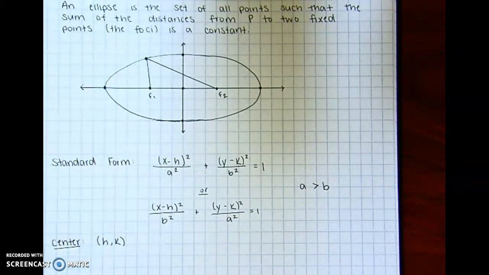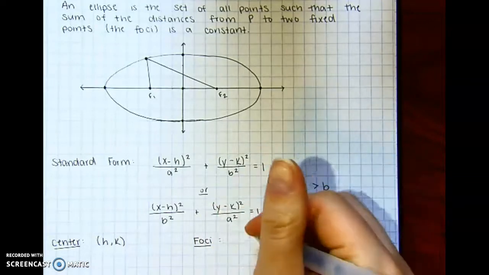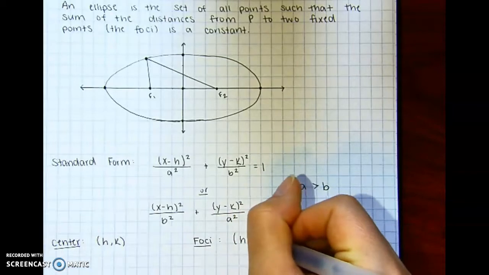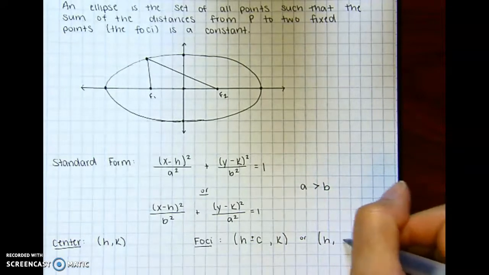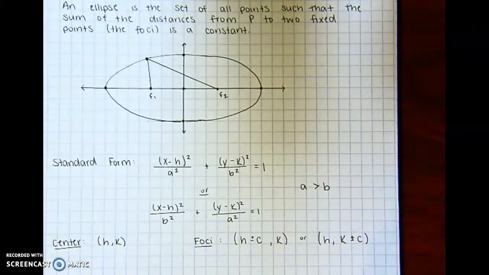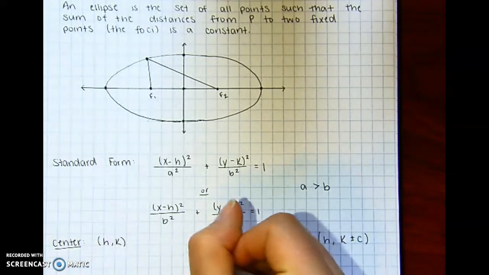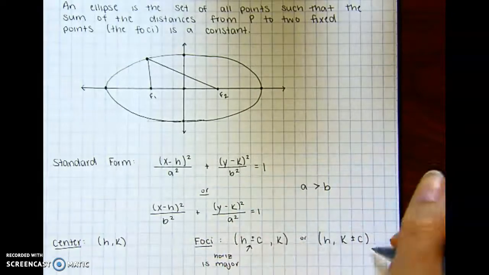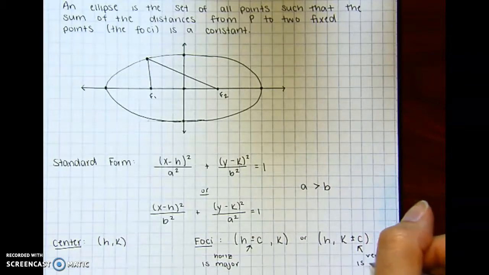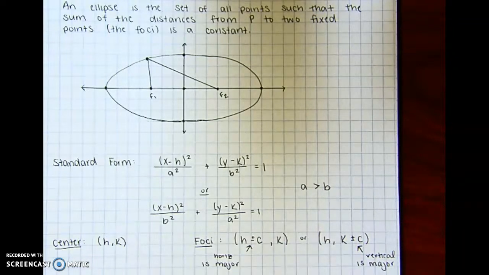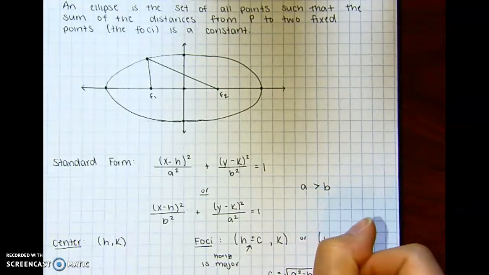And then we have the foci. So the equation for the foci is going to be h plus or minus the c value, comma k, or h comma k plus or minus the c value. This is for when the horizontal direction is your major axis, and this is for when the vertical is the major axis. Okay. The way we get c is c equals the square root of a squared minus b squared.